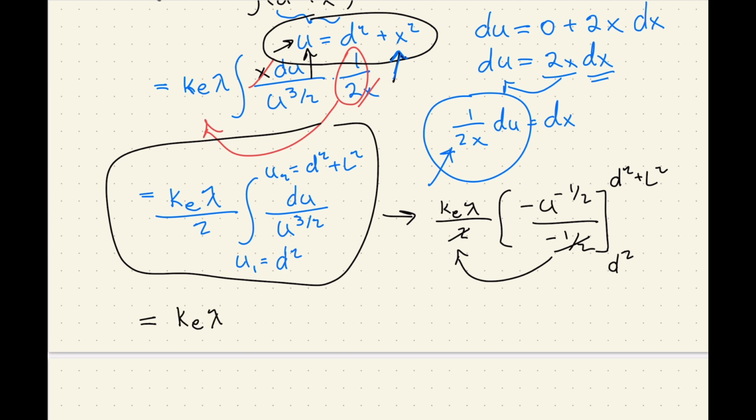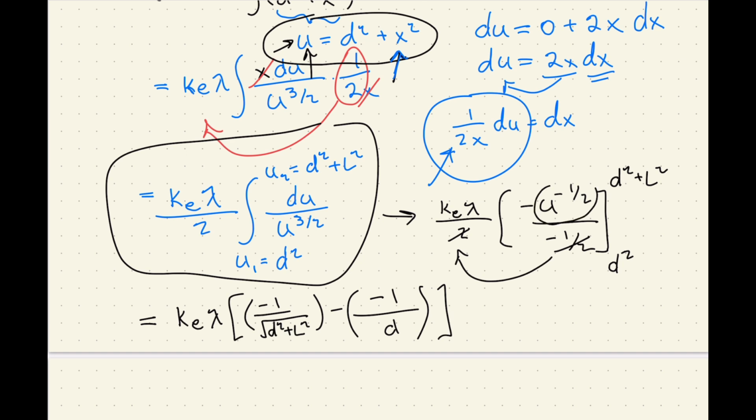So we have ke lambda. Over here, what we have is minus 1 over the upper bound, which is square root of d squared plus L squared, minus negative 1 here, and then the lower bound is u to the minus 1/2, which is just d, okay? Also remember that u to the minus 1/2 is just 1 over square root of u, okay? That's why I'm putting the square root here, and that's why I took off the square on this d.